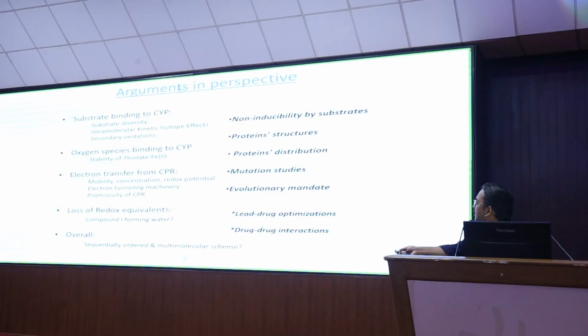So what do we have here? We have explained the substrate diversity, which the classical mechanism doesn't address very well. And then there are so many other effects, like secondary oxidations, kinetic isotope effects, then oxygen species binding to CYP, and also the electron transfer from the CPR. We have seen that the protein binding that is always advocated is not really required. So all of these different observations, which were not explained very well by the classical mechanism, the Multiple concept actually explains all of them very clearly.